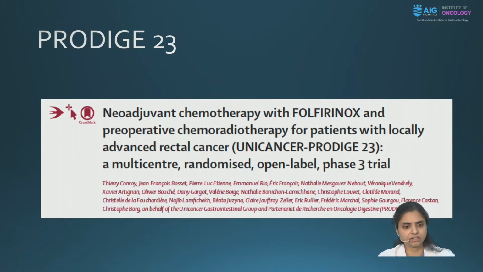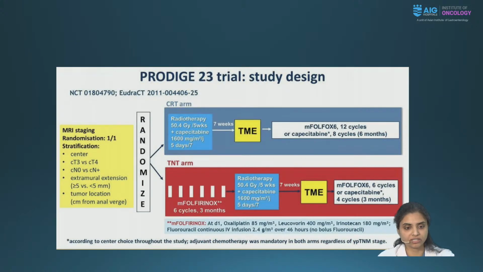Let me quickly walk you through one more interesting trial called the PRODIGE 23 trial. This is also a very interesting trial where, again, as I already spoke about, there are a few changes and a little bit of permutations and combinations as to how these trials were designed. The inclusion criteria were the same: all the loco-regionally advanced cancers go into this trial.